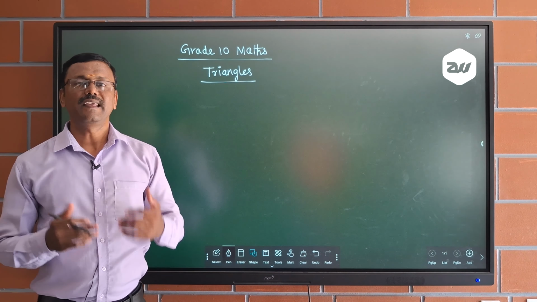Thales, the famous Greek mathematician, found this theorem. So this theorem is known as Thales theorem. Basically, it is known as the basic proportionality theorem. What does the theorem say?